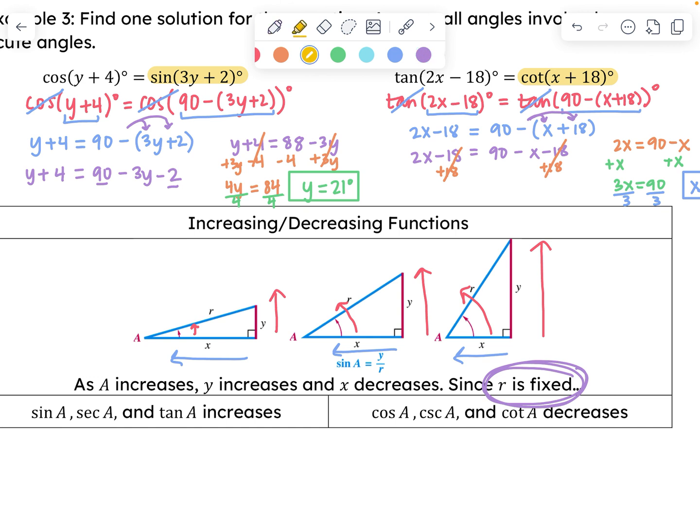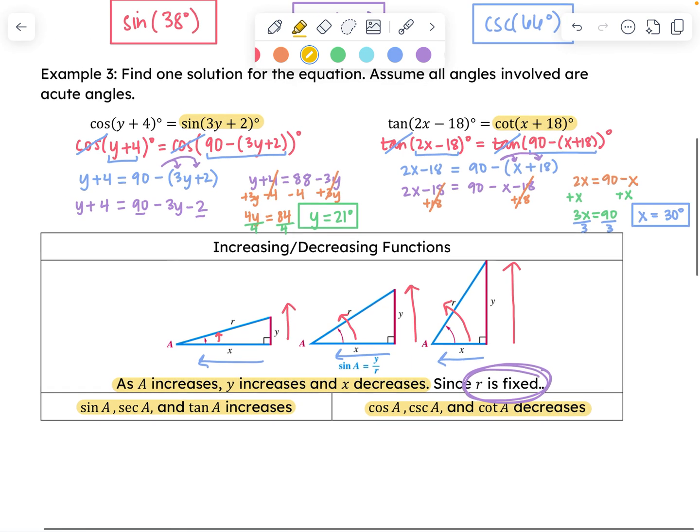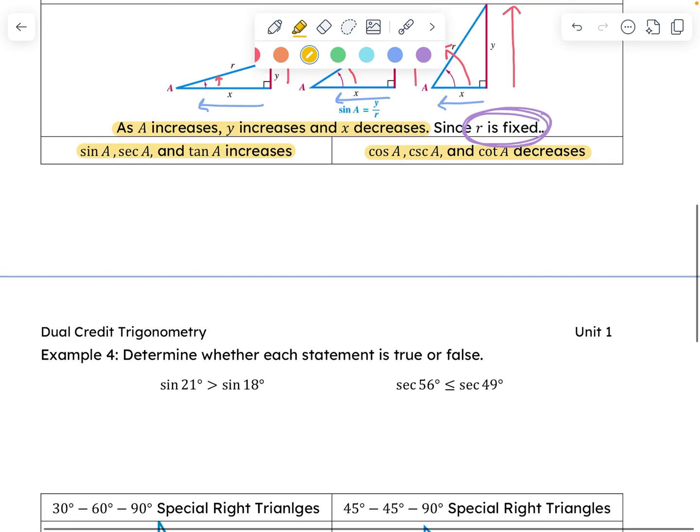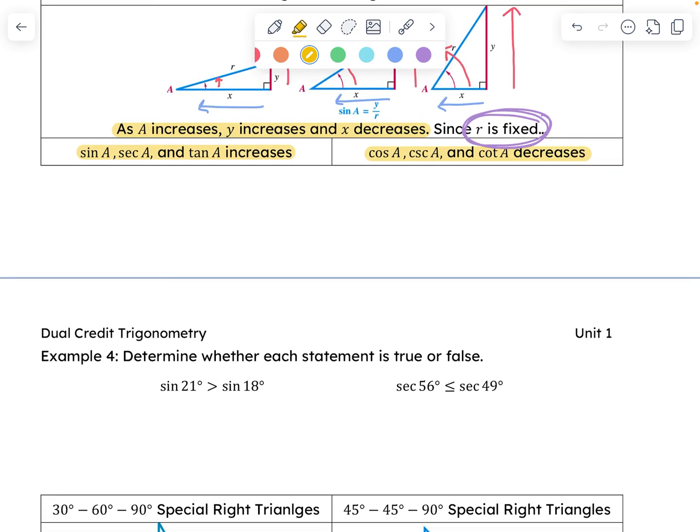So as your angle increases, y increases, and x decreases. That means that sine, secant, and tangent are going to increase, but cosine, cosecant, and cotangent are going to decrease. So you can group them by the cofunctions here to help you remember what's increasing versus decreasing. And the reason this is helpful is for problems that look like 4 here. It says determine whether each statement is true or false.